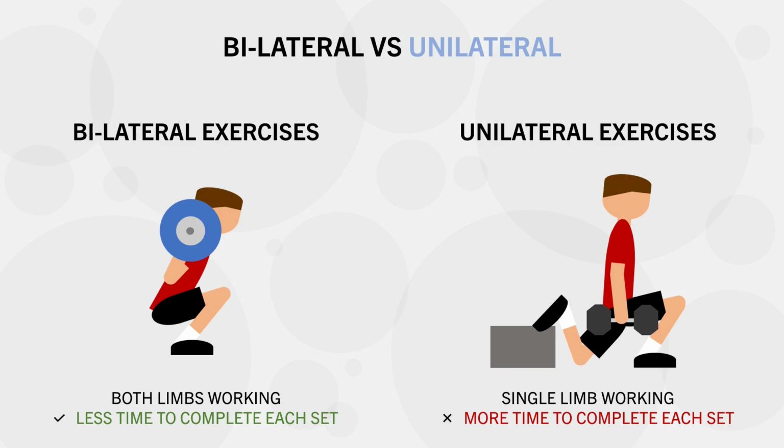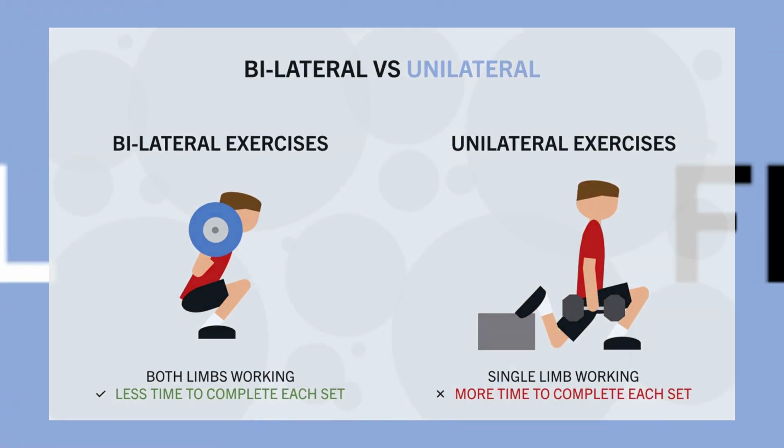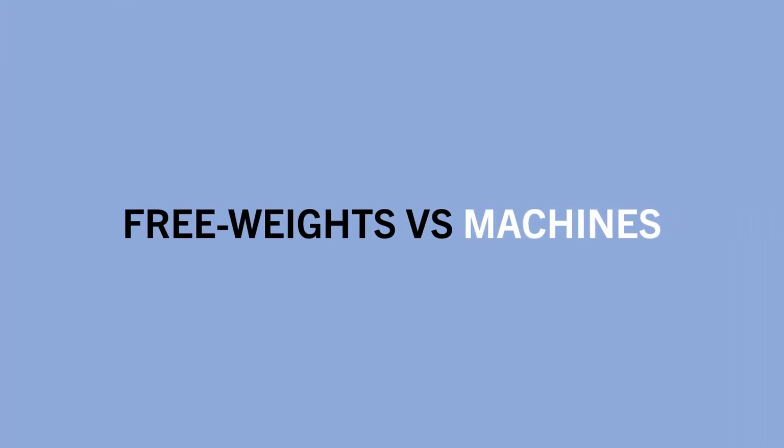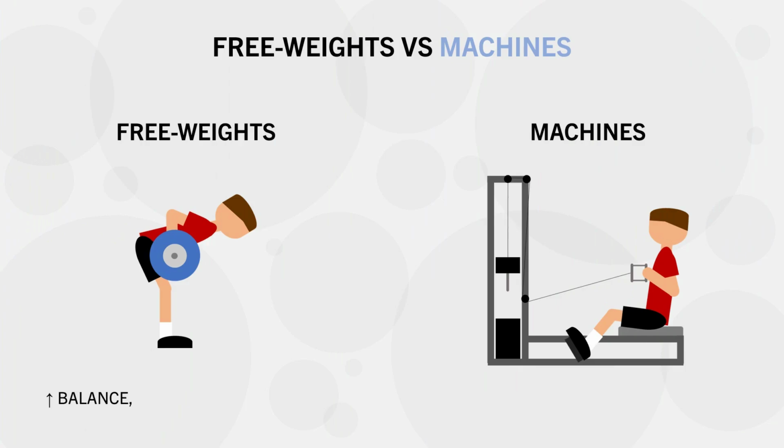So a simple strategy to get just as much of a stimulus in less time is to limit or even eliminate the use of unilateral exercises in your training program. And another strategy to make training sessions more time efficient is via the selection of free weights versus machine-based lifts. In general, free weights usually require more balance, stability, and coordination compared with machines or cable movements.